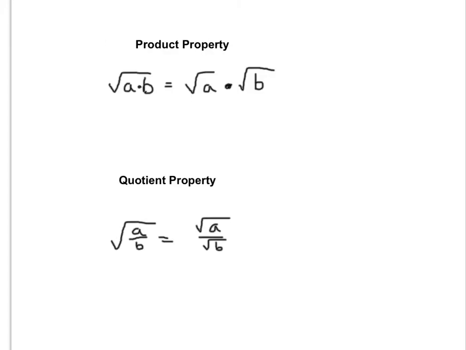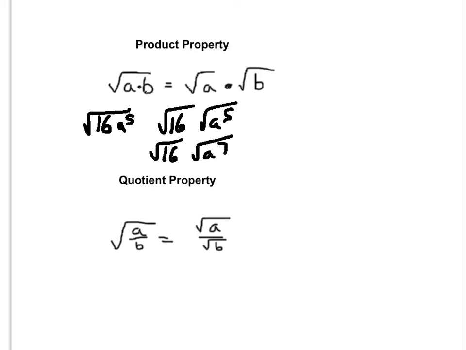We just got quick reminders of the properties we learned, the product property and the quotient property. Let's look at the product property as if we were simplifying the square root of 16a to the 5th. We break this apart into the square root of 16 times the square root of a to the 5th. Again, a to the 5th has to be broken apart into an even exponent, so we've got the square root of 16 times the square root of a to the 4th times the square root of a.